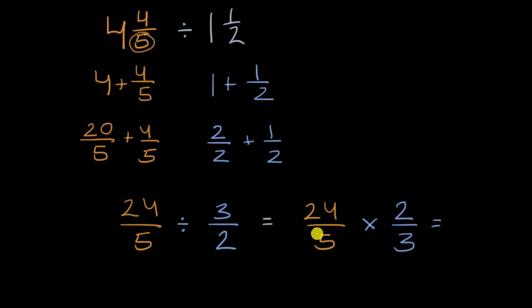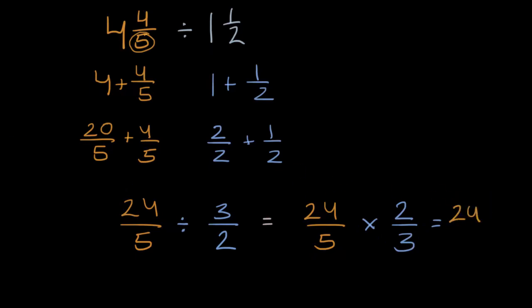Now, what is this going to be? Well, there's a couple of ways to do it. You could just straight up multiply the numerators and you would get 48, and then multiply the denominators and you would get 15. So you get 48 over 15. But you might be able to rewrite that in a more simplified way.